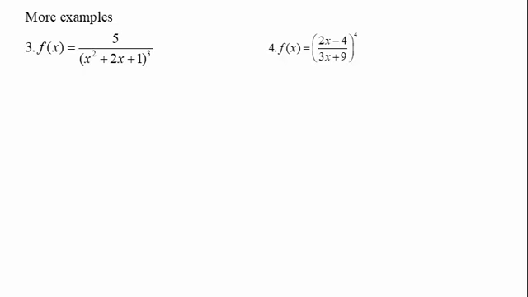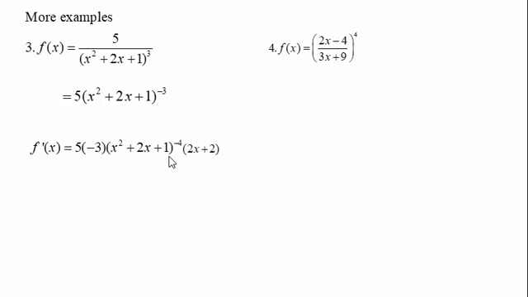f of x is 5 over (x squared plus 2x plus 1) to the 3. We want to rewrite this so that we can apply the power rule. Otherwise you could use the quotient rule, but since we have only one term, it's better to use the power rule. Now take the derivative. Negative 3 goes in front, and then you subtract 1 from the exponent, so you get this one. Now multiply this together, and also the derivative of the inside must be taken with the chain rule. That comes out 2x plus 2.